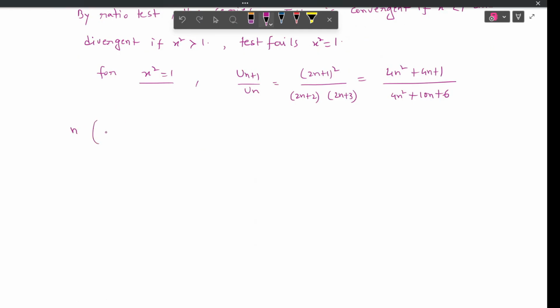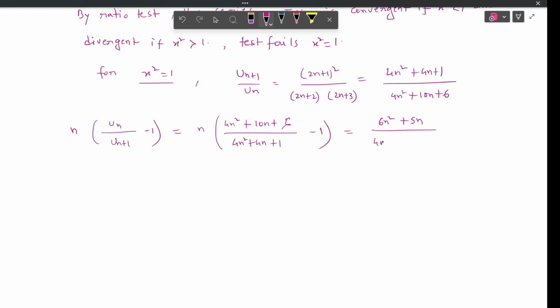n into u of n by u of n plus 1 minus 1. This should be n into 4n square plus 10n plus 6, this is u of n by u of n plus 1, and we got u of n plus 1 by u of n, so it will be inverse. 4n square plus 10n plus 6 by 4n square plus 4n plus 1 minus 1. So after calculation you will get 6n square plus 5n upon 4n square plus 4n plus 1, right?